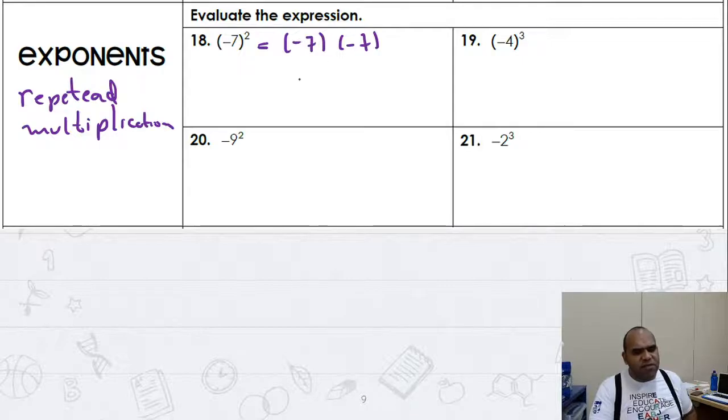Let's solve this. 7 times 7 is 49. Negative times negative is positive. Done.